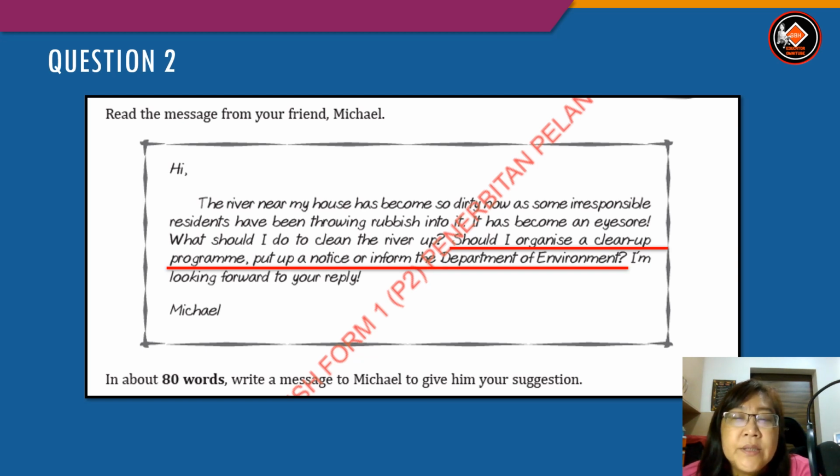What should I do to clean the river up? Should I organize a cleanup program, put up a notice, or inform the Department of Environment? I'm looking forward to your reply, Michael. In about 80 words, write a message to Michael to give him your suggestion.